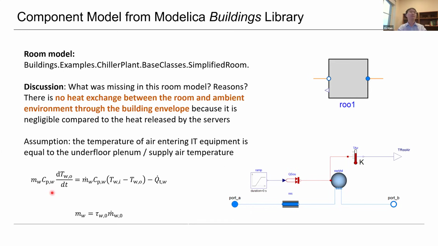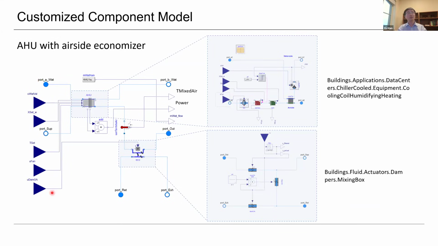But some of the models we need to customize in Modelica. For example, this is an air handling unit with air side anemometer. This is the AHU model, and this is the air-side anemometer model. And you know, Modelica is a hierarchical structure model, right? This is a top-level model. If you open this AHU module, you can see the detailed implementation of the AHU, right? For example, the fan, heating coil, cooling coil, and the humidifier, okay? So these are the different sections of the AHU, right?